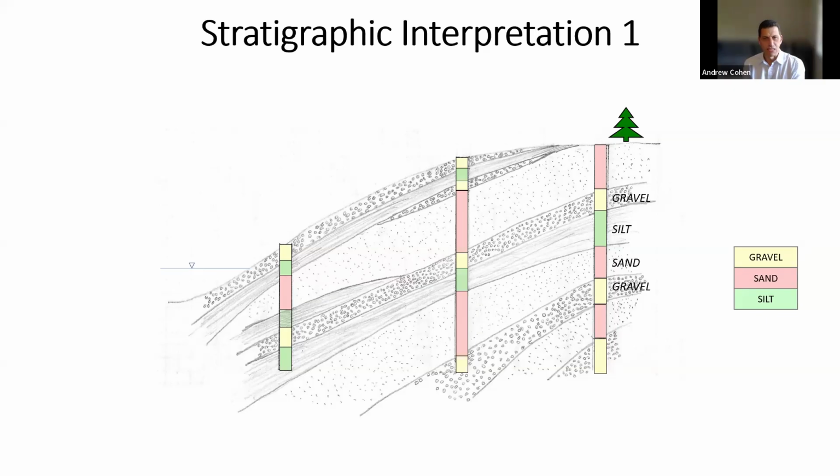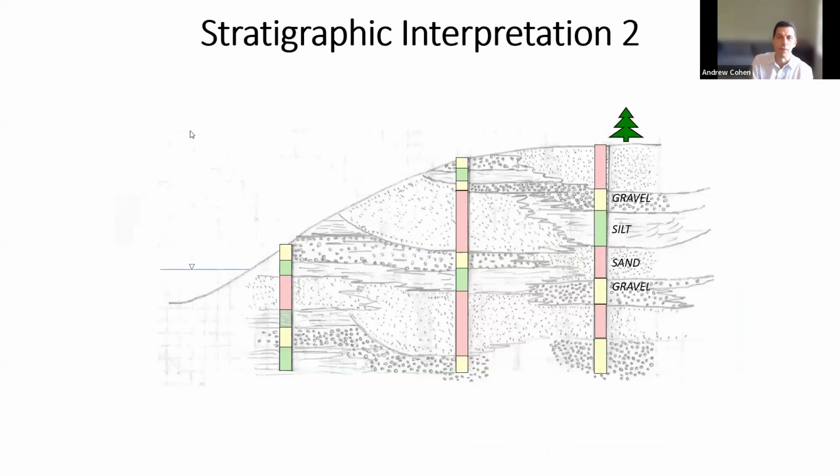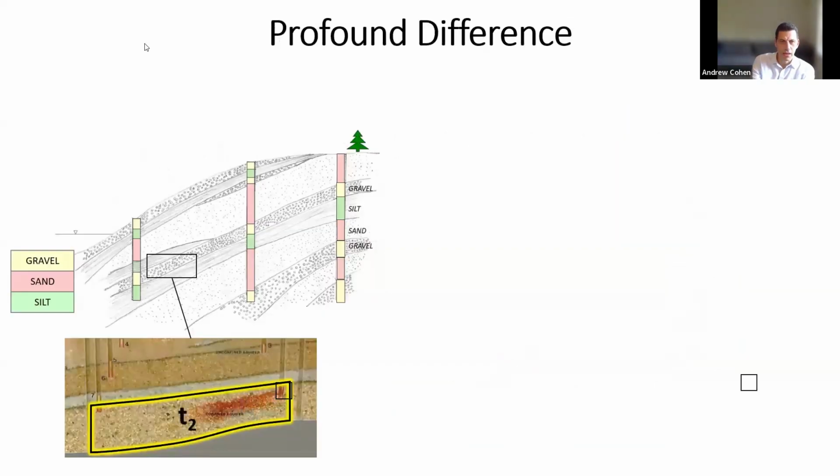It's kind of making sense, but you really haven't interpreted this data in the context of how these sediments were deposited. Turns out that these hypothetical borings were collected in an area where the unconsolidated sediments are due to meandering river systems. In fact, this might be a better representation, but it's probably more conceptually representative. So here I'm just showing how much of a difference this makes.